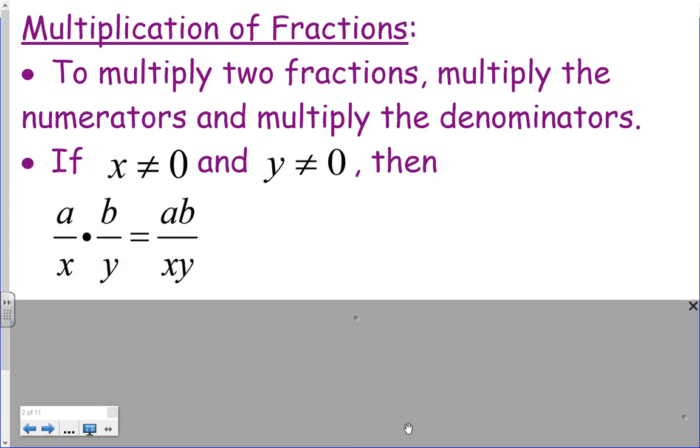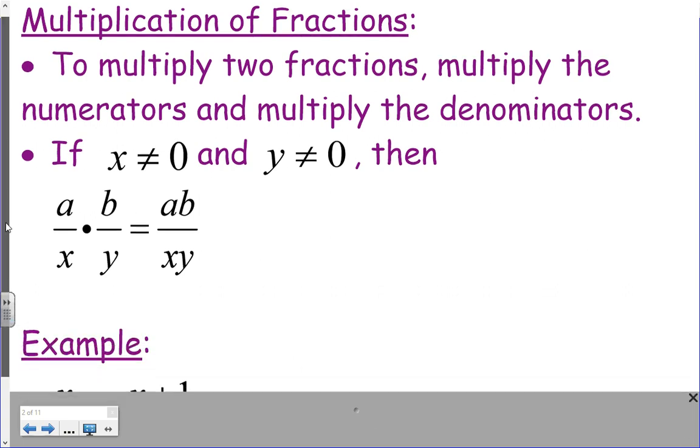Here's another way of stating this, assuming here, of course, that x is not 0 and y is not 0. If that is not the case, then this doesn't apply, because you'd be dividing by 0. But if x is not 0 and y is not 0, then if you take a divided by x and multiply it by b divided by y, the result is a times b, the numerators multiplied together, divided by x times y, the denominators multiplied together, and there is our result. Just multiply the numerators, multiply the denominators.